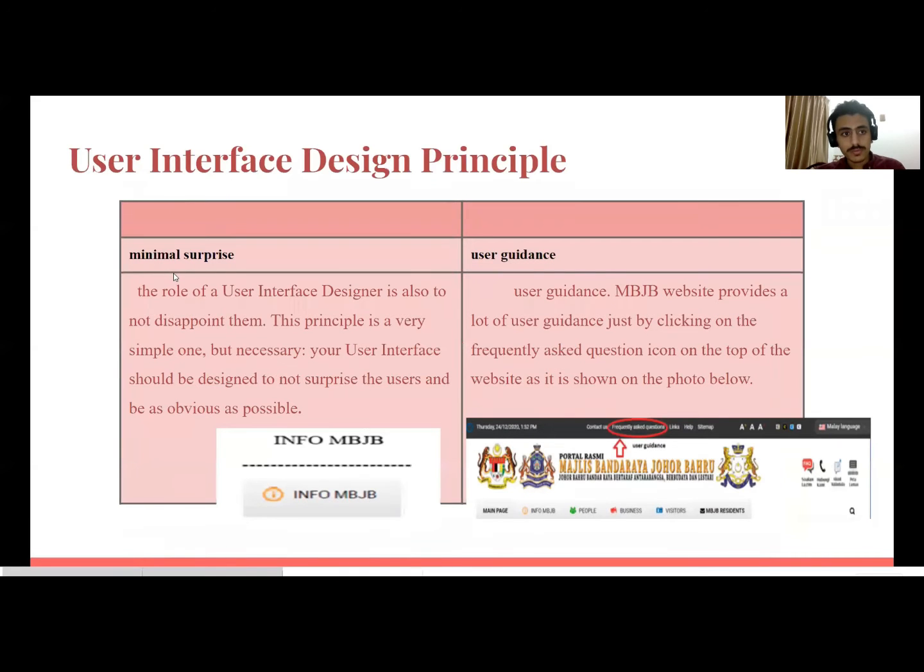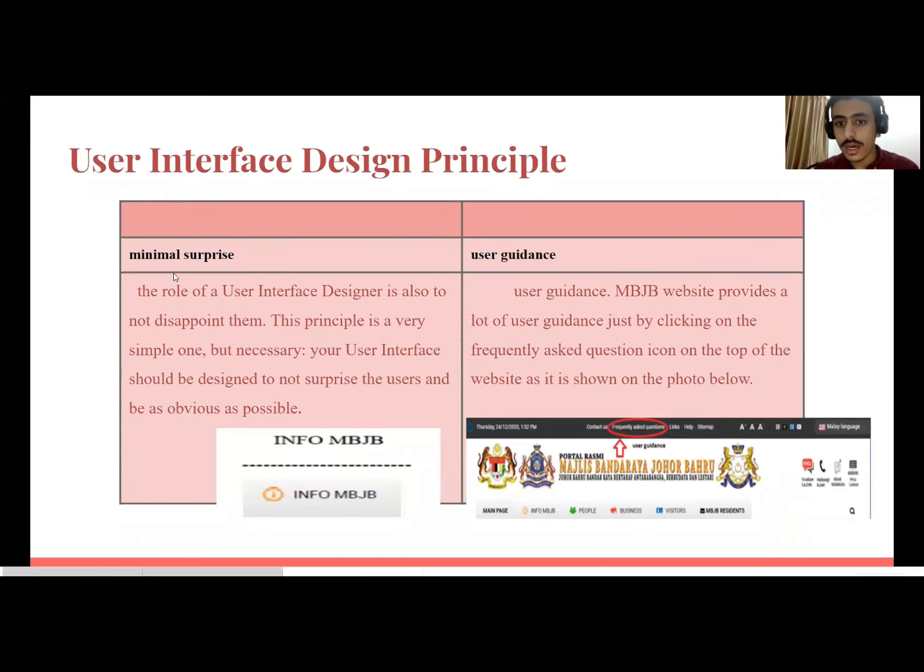Part 2, user interface design principle. We have two things here, minimal surprise. The rule of a user interface designer is not to disappoint the user. The principle is very simple, but necessary. The user interface should be designed not to surprise users and make the buttons as obvious as possible. As shown in this picture, one is not obvious and the other is very obvious to the user.